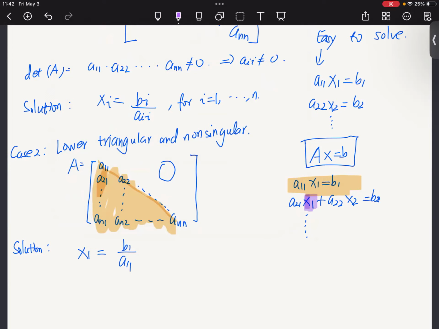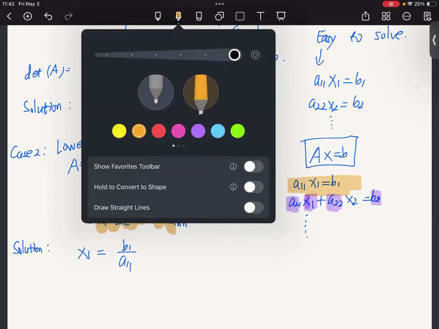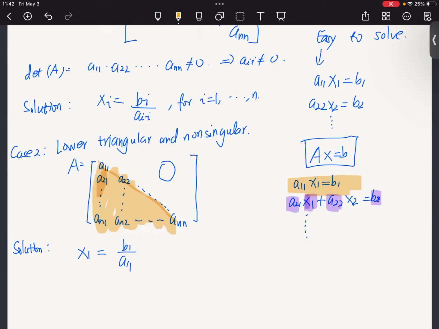And then A21 is just a coefficient, A22 is just a coefficient, B2 is some number we already know on the right-hand side. So the only thing we need to solve for in the second equation is X2. From step 1, we already get the X1 value, and then we copy it here. So we already have the value for this one, this one, this one, and this one, and we only need to solve for X2.